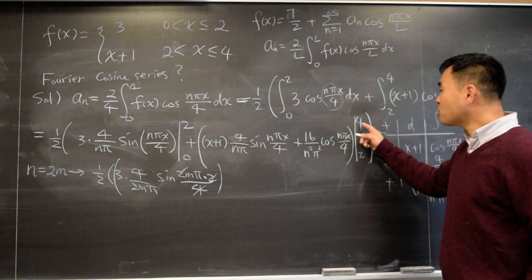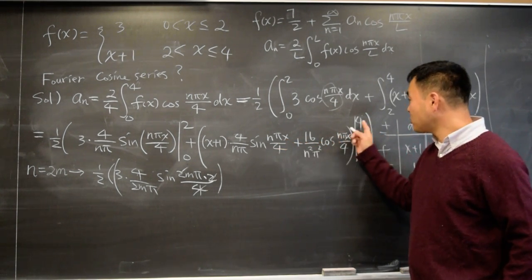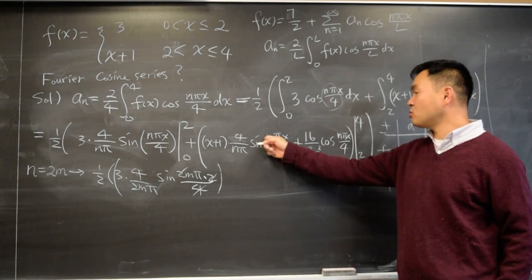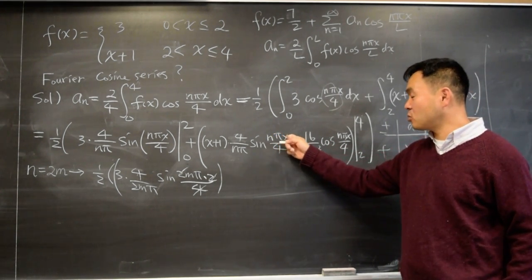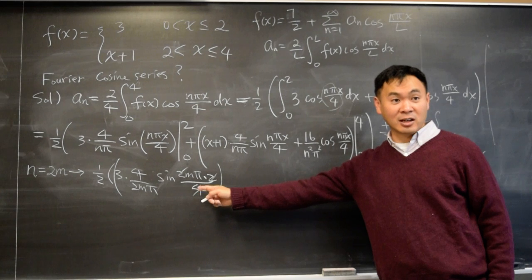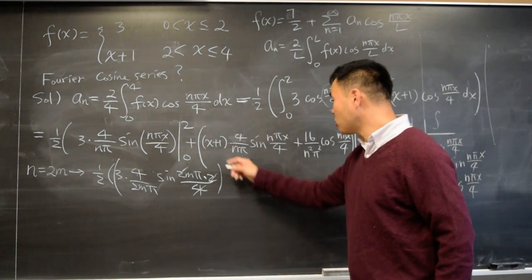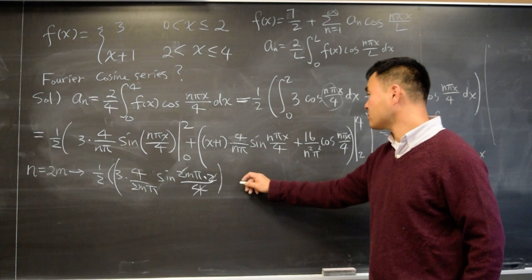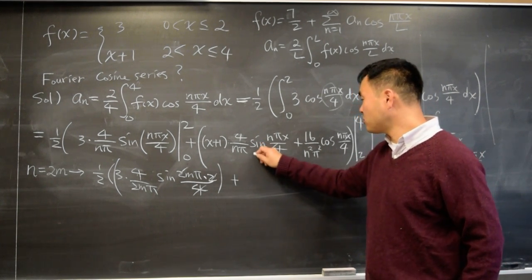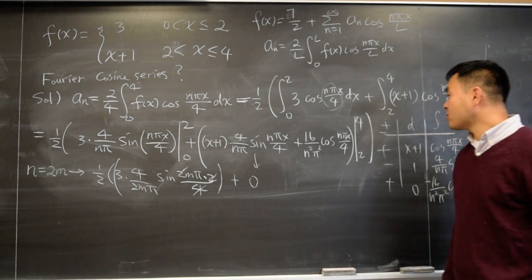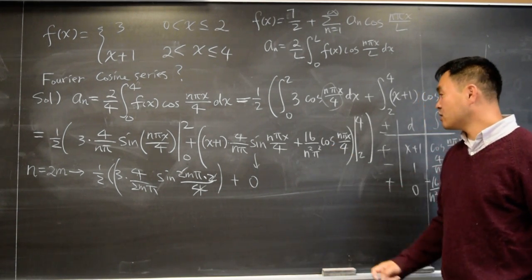Okay, for this one, again the same thing. If you plug in 4, it's 0. If you plug in 2, because n is 2m, pi times 2, the same phenomenon will happen over there. So this one will also vanish, and from this one you're going to get a 0. Therefore, the only survivor will be this one. Let's see what that is.